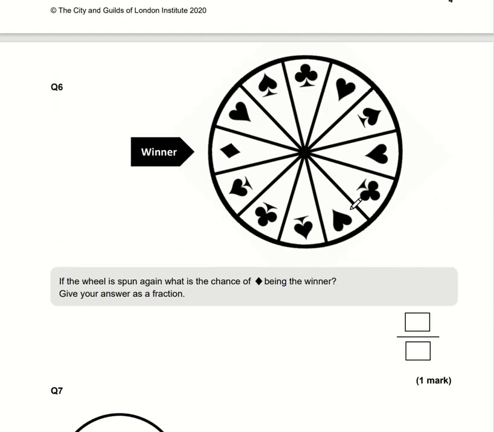Question 6. What is the chance of this being the winner? Well, the diamond only turns up once, so it's once out of how many sections are there? Well, 1, 2, 3, 4, 5, 6, 7, 8, 9, 10, 11, 12. So the probability is 1/12.